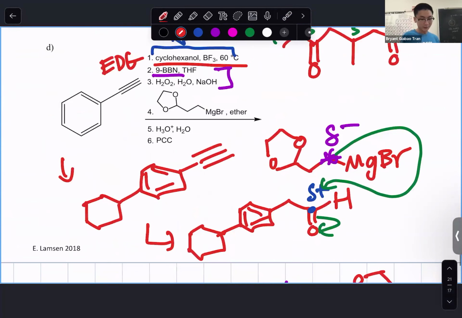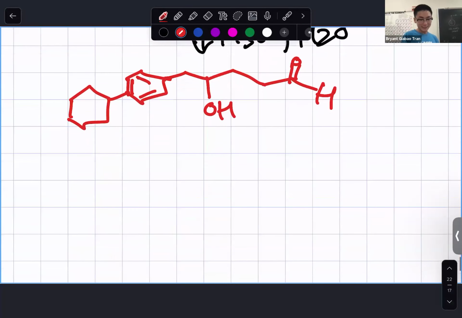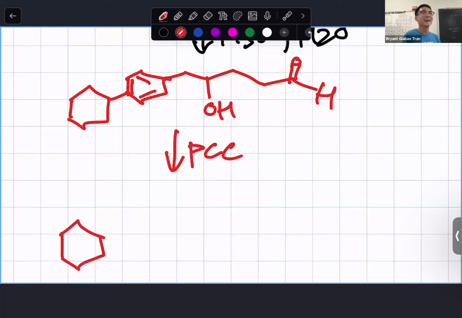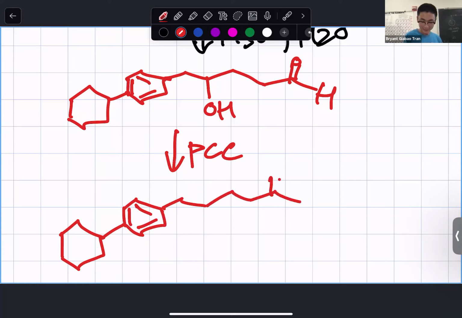Okay, now we're just bringing in the last step, PCC. PCC is an oxidizing agent, right? Secondary alcohol will turn into a ketone. Final answer.